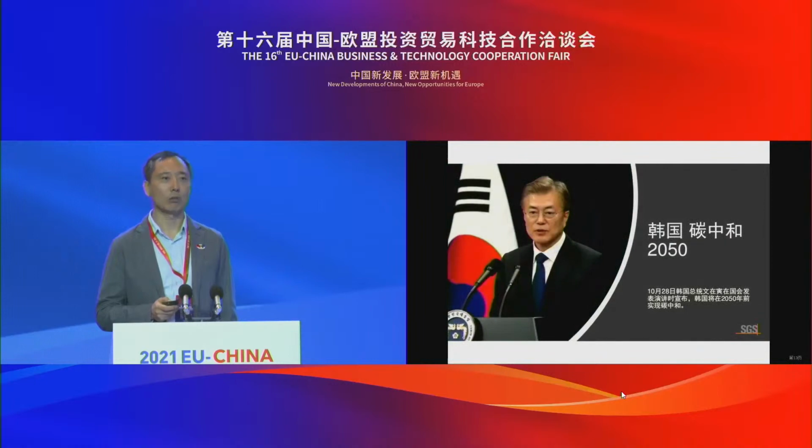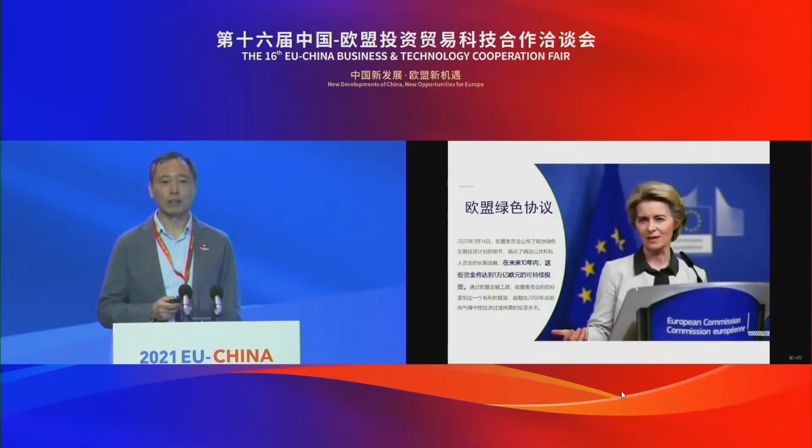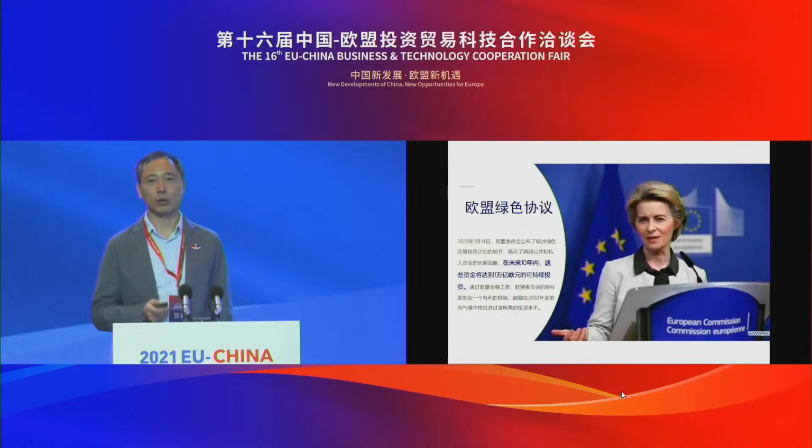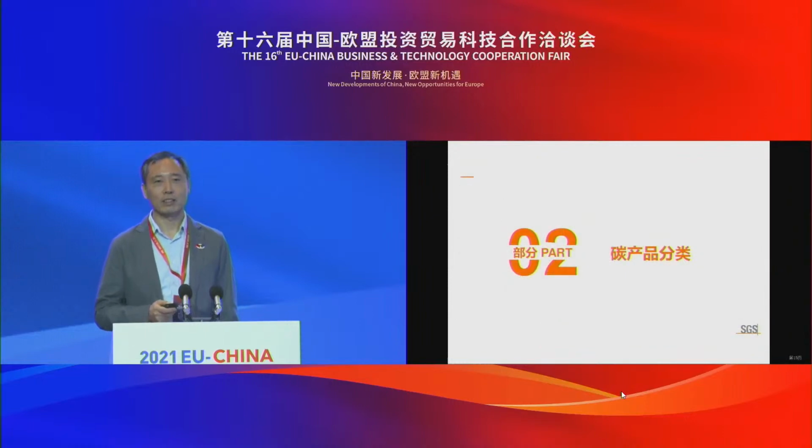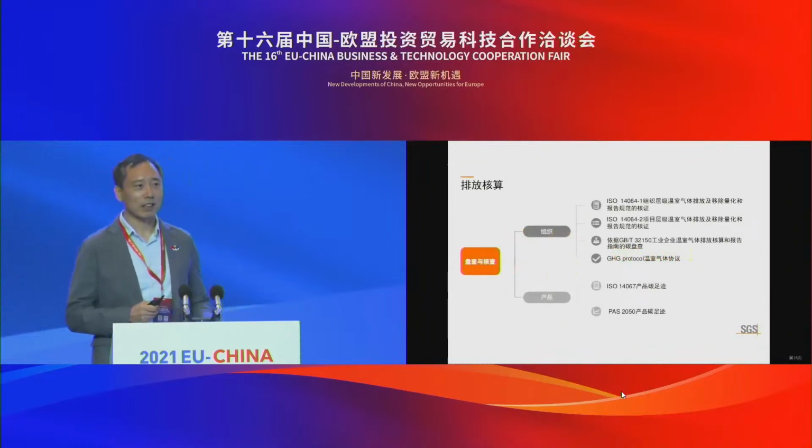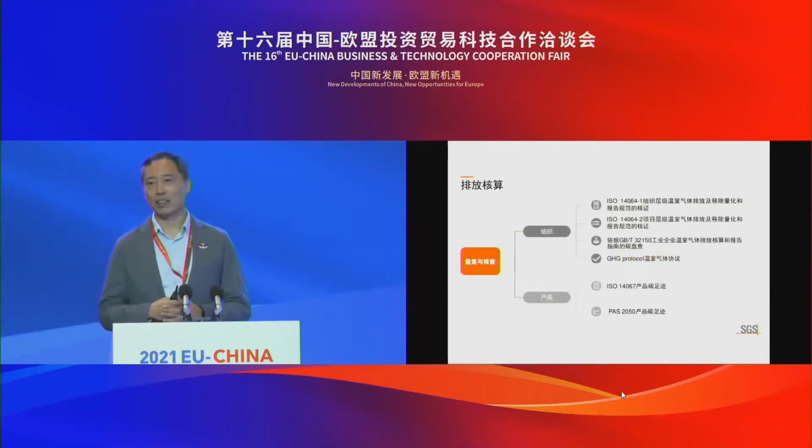Japan also declared they will reach carbon neutrality by 2050. So has Korea, including the EU. In the next 10 years, they will invest 1 trillion euros in sustainable investment. So every country is doing their share.